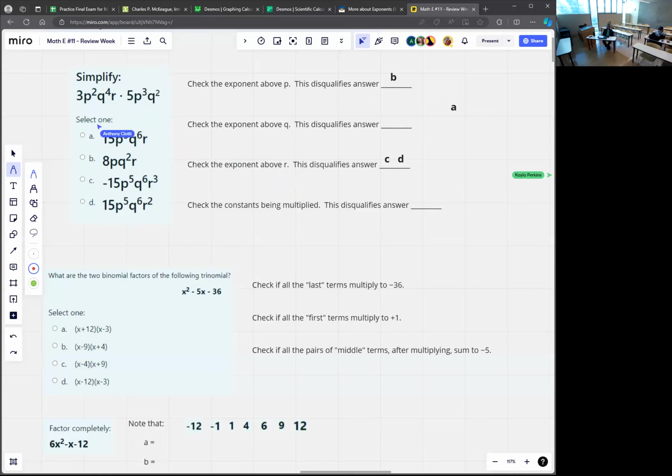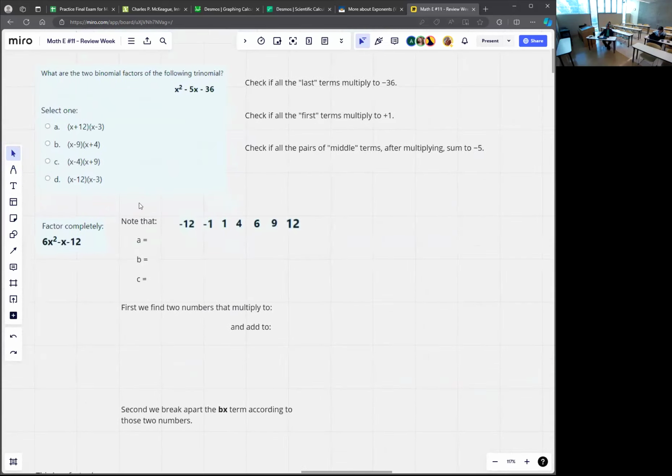So the answer is A. Answer is A, yep. Okay, scrolling down a little bit with me. X squared minus 5x minus 36. So somebody multiplied these 4 options, I did FOIL.